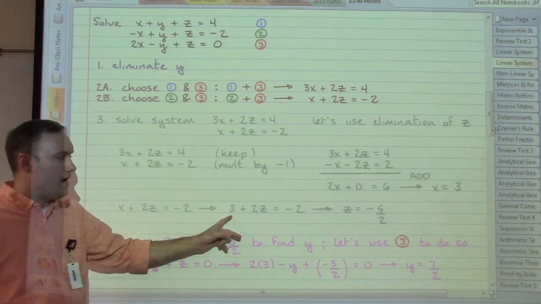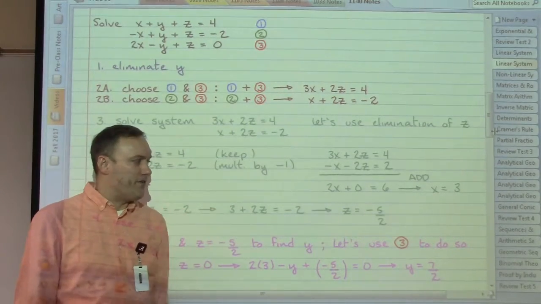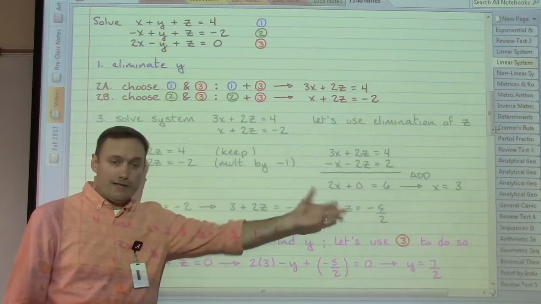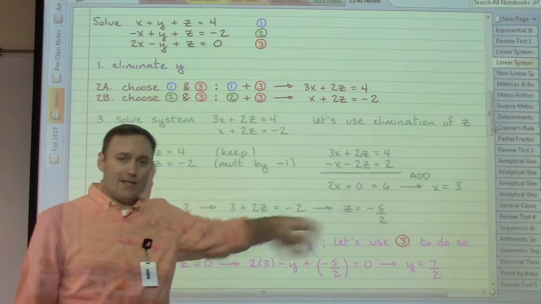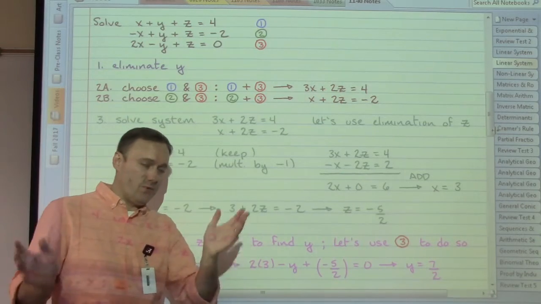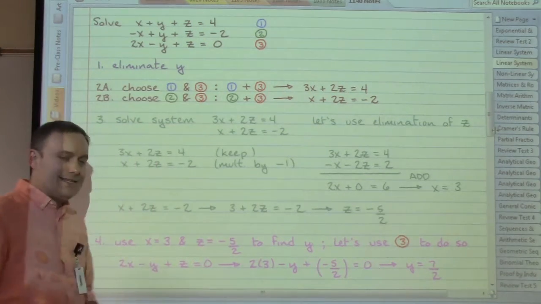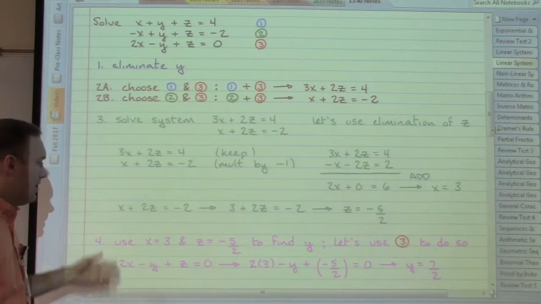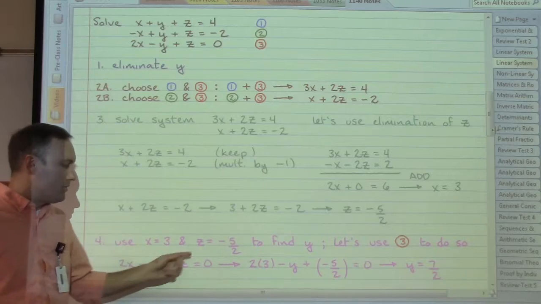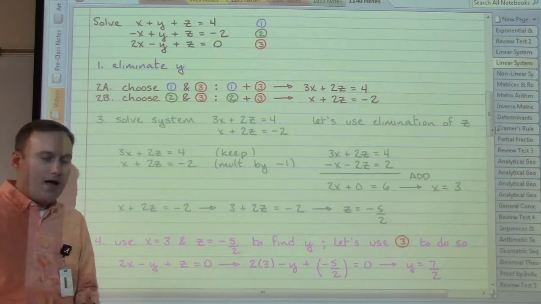I put in the 3 for x, get my z equals -5/2. Now, I can't do anything about that. Not necessarily super friendly. It's not terrible, but I can't do anything about that. So I'm now stuck with fractions. But I do need to still figure out y. I do not have a value for y yet, and so I'm going to use the x equals 3 and the z equals -5/2 to find that y value.